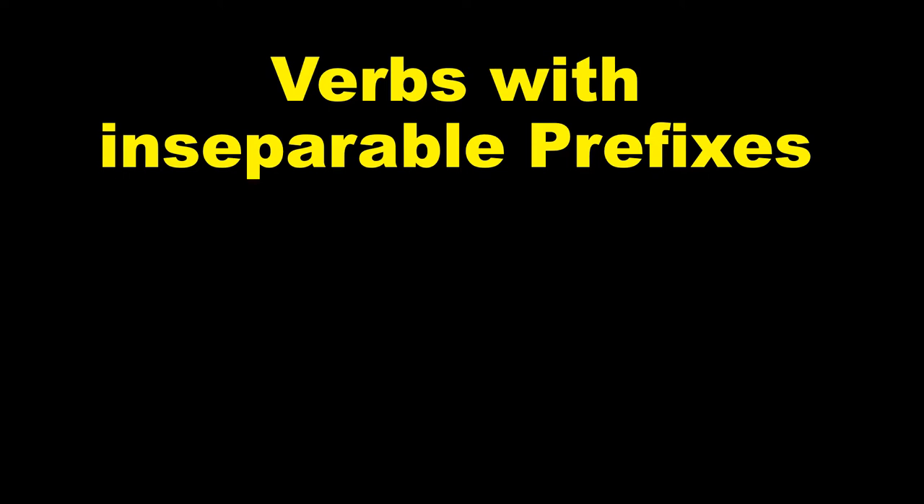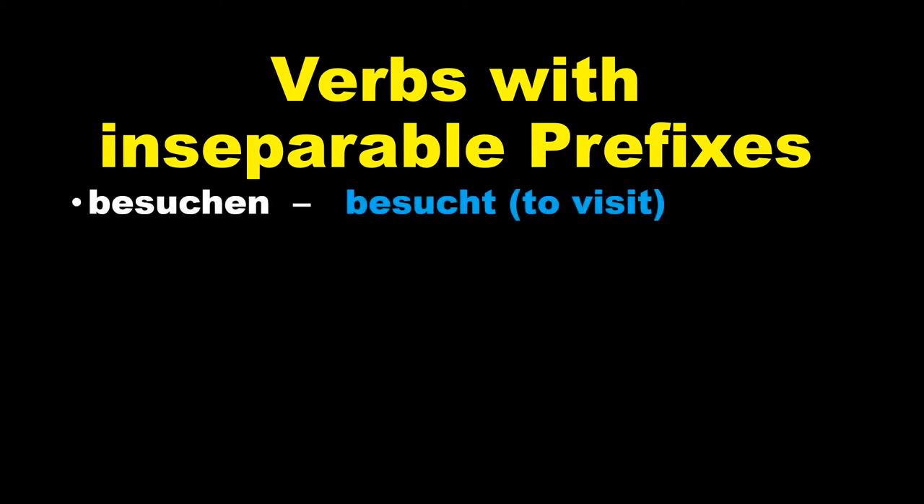So, let's understand this or make it clear with some examples. First one is besuchen. You must be wondering, suchen is one word and we have added a prefix, be. No, there is no prefix. It looks like they are having a prefix, but there is no prefix. Besuchen is one word and it's not related to searching. Suchen is to search, but there is no search in this word. So, besuchen is to visit and the participle I form will be besucht.